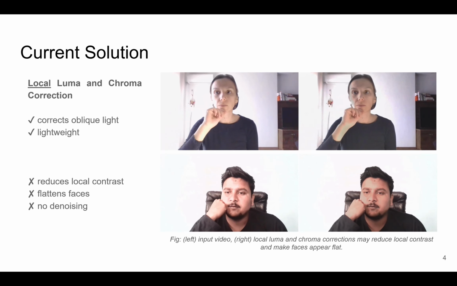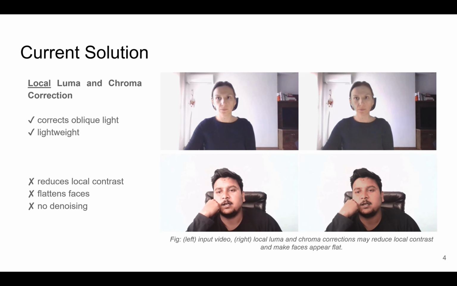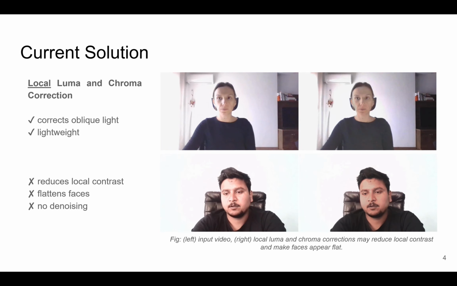However, as we see in these videos, one side effect of simulating diffuse light in front of people is the reduction of local contrast, which often serves as a proxy to convey depth in 2D images. Ultimately, this makes people appear dull in some cases.